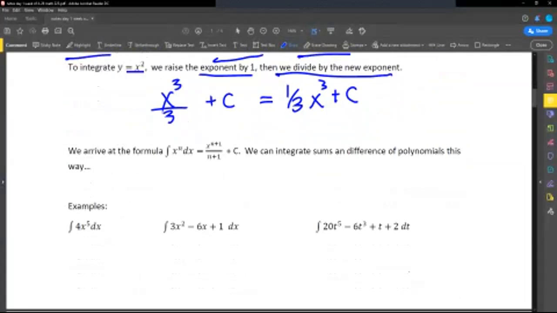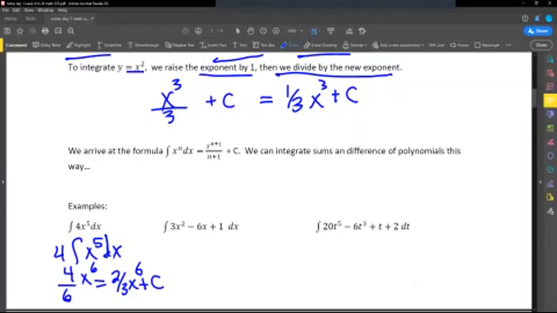When you have a number multiplying an integral, the number can come out. So it's 4 times the integral of x to the 5th. The number doesn't do anything when it's multiplying. So for integration, I'm going to raise the exponent by 1, so it's x to the 6th, and divide by 6. So I can make that 2/3 x to the 6th, again, plus this arbitrary constant. Don't forget the constant.